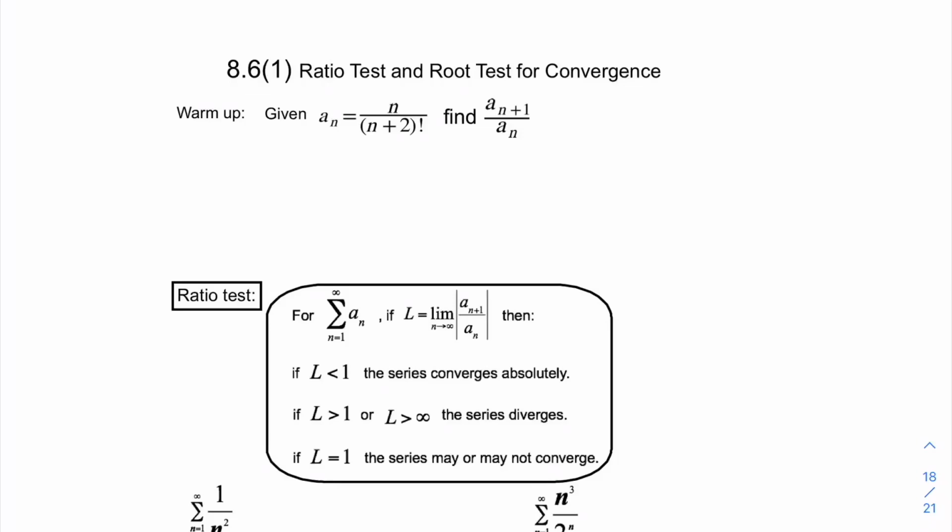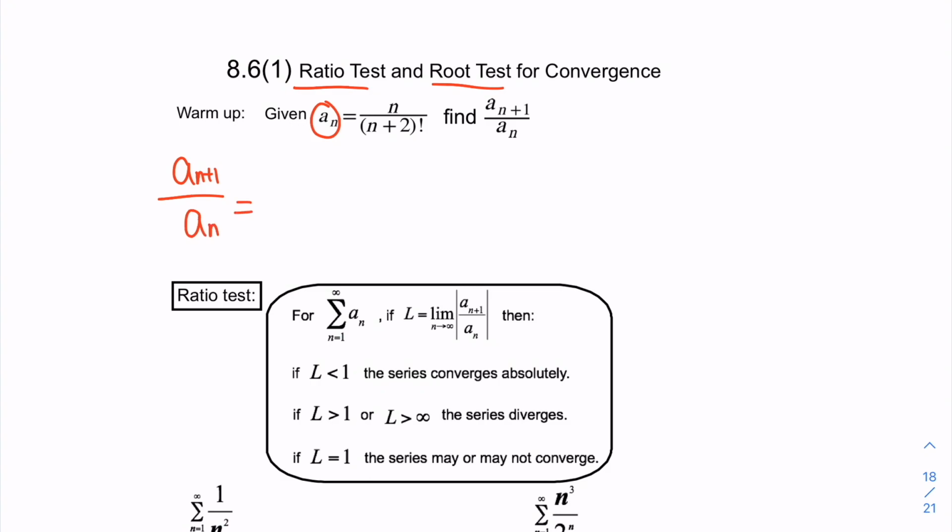Today we are going to go over 8.6, ratio test and root test for convergence. Before we go over the test, let's have a look at the warm-up problem. Given a of n, how do we simplify to find a of n plus 1 divided by a of n?